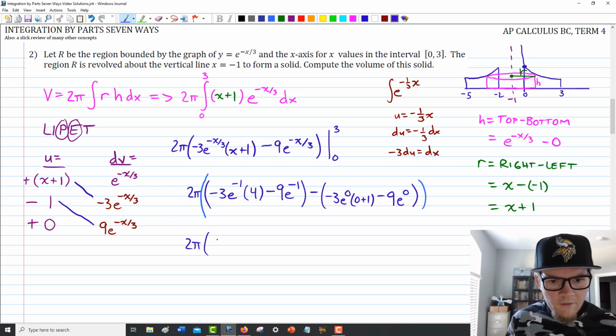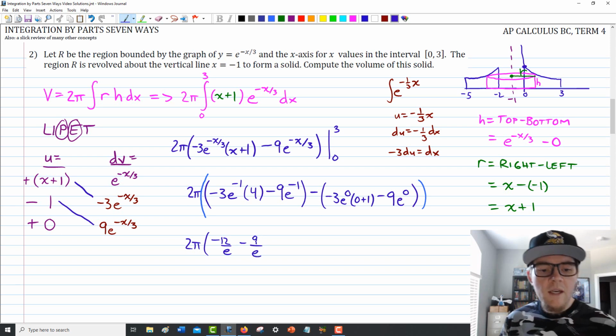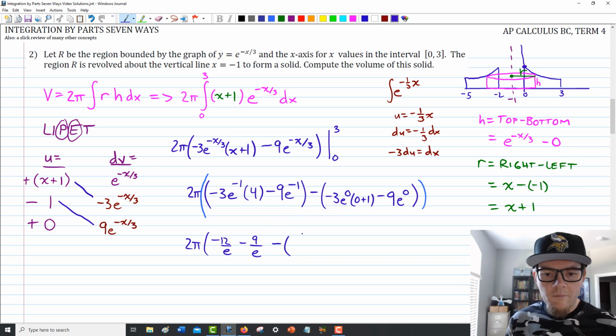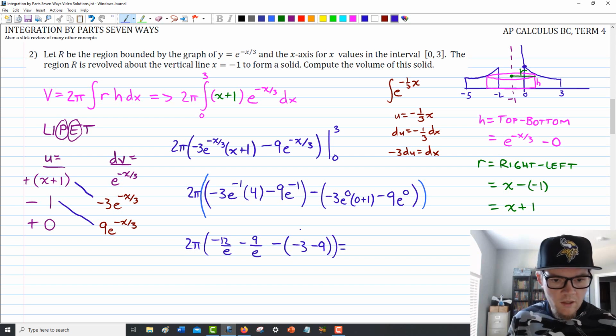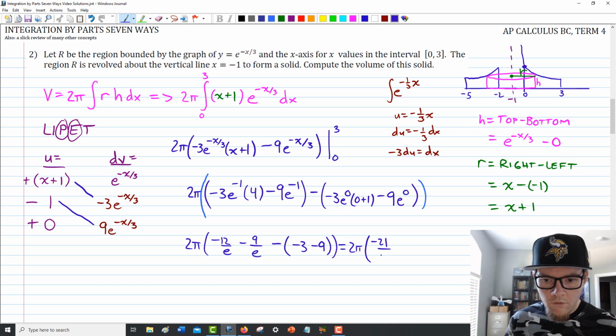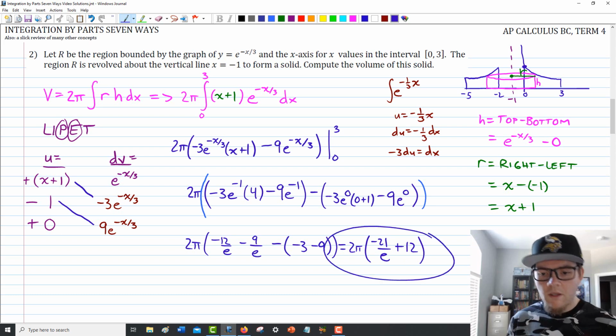It looks like we're going to have negative 12 over e minus 9 over e. So that's kind of nice. Those will combine really nicely. I'm cool with that. On the next one, we'll have minus, and then we'll have minus 3 minus 9. Okay. So taking a stab at this guy, we'll have 2 pi times negative 21 over e. And then it looks like plus 12. And then this is pretty good. Like, this is a pretty good final answer.